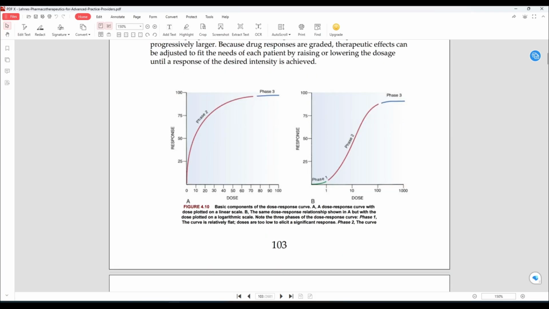So here you're taking a look at the basic components of the dose-response curve. A good spot to hit pause if you're unfamiliar with how this works.